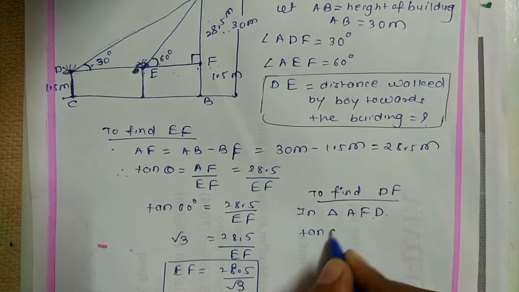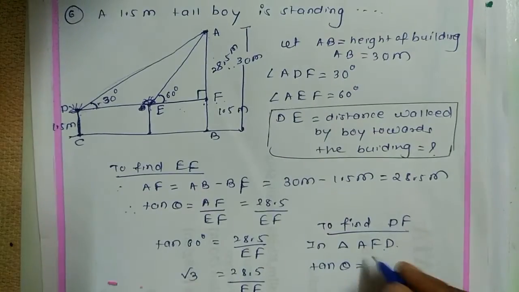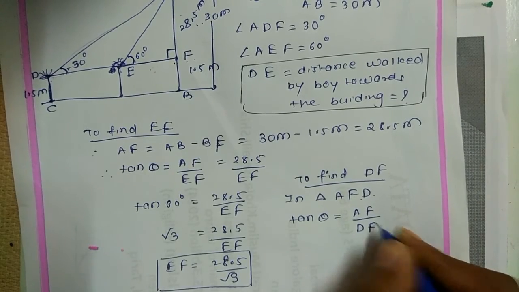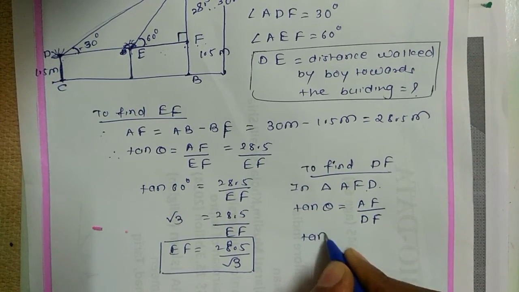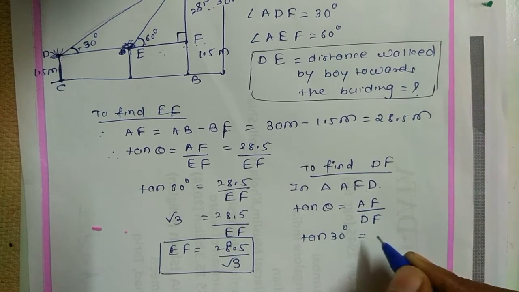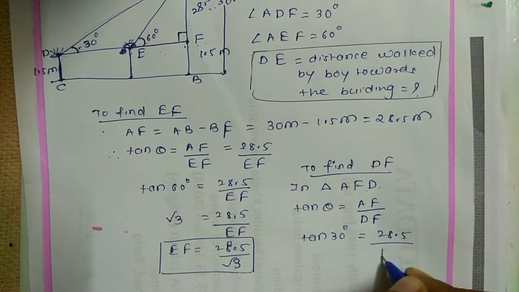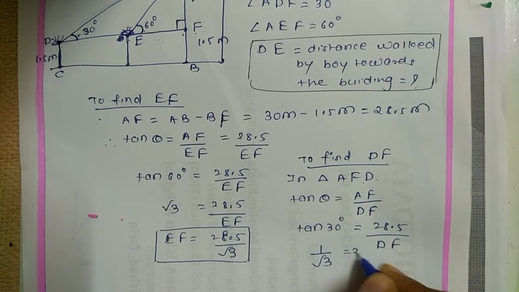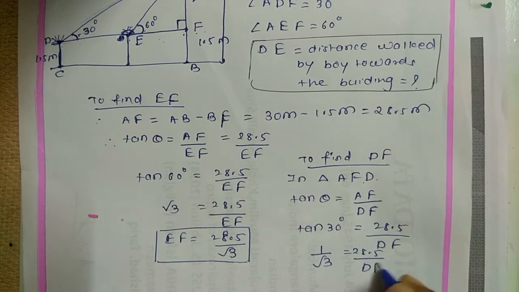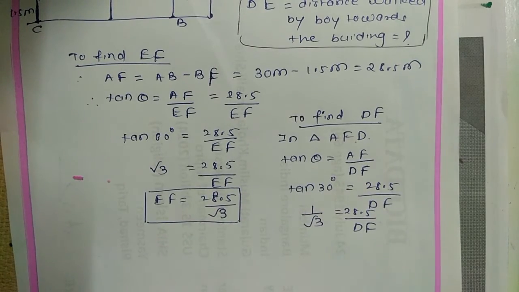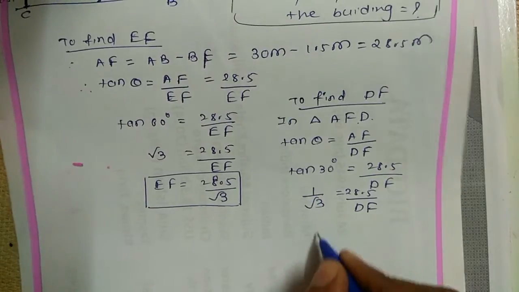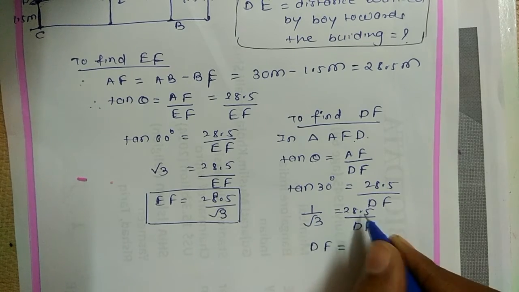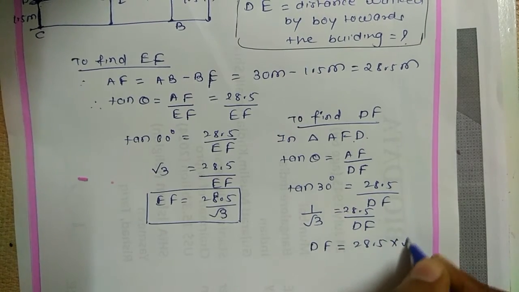So tan theta equals AF upon DF. So tan 30 degree equals AF, that is 28.5, and DF we need to find out. So tan 30 degree, that is 1 upon root 3, equals 28.5 upon DF. So bring this DF this side. So you got here DF: 1 into DF is DF, and root 3 I'll bring this side, 28.5 into root 3.